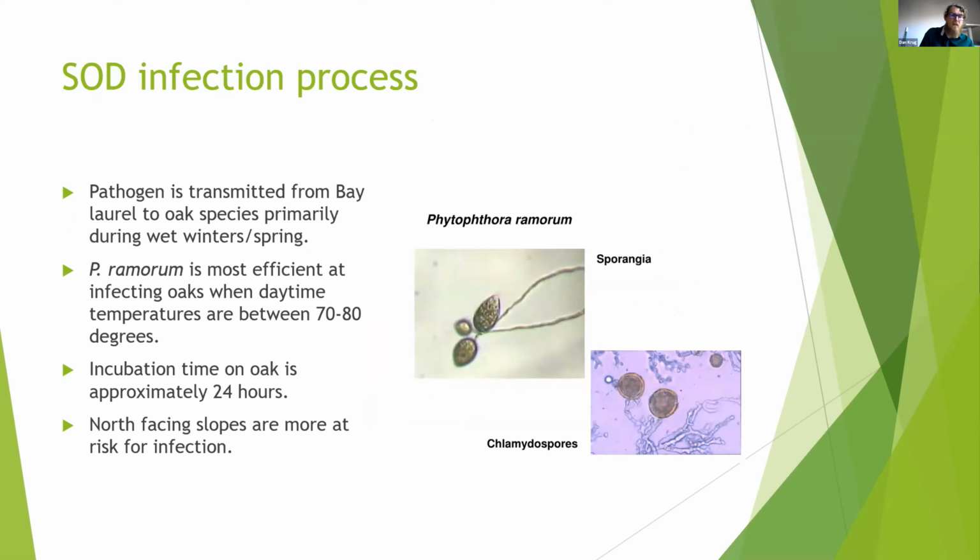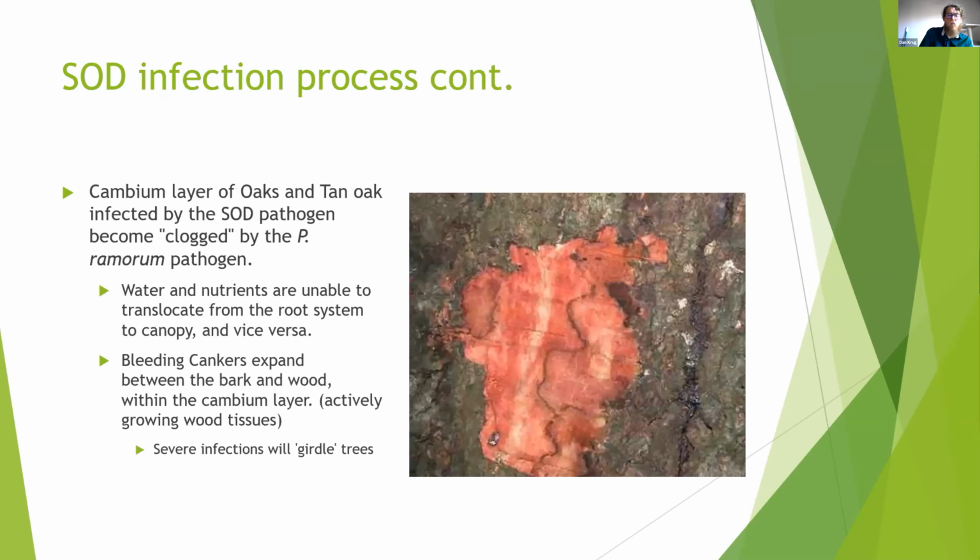The transmission from bay laurels to oaks, again, primarily happens during wet springs when daytime high temperatures are between 70 to 80 degrees, which provides optimum germination for the sporangia. And the incubation time on an oak is generally 24 hours. Because of that, we typically see higher infection rates in north-facing slopes or very steep canyons where we don't really have solarization and warming earlier in the day.